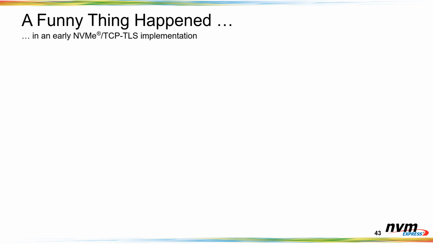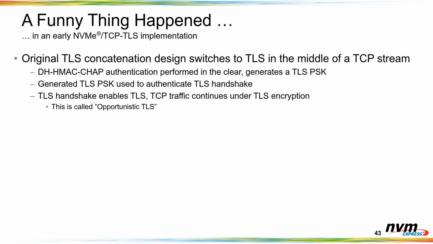In particular, a funny thing happened in an early NVMe over TCP implementation using TLS and TLS concatenation. The TLS concatenation design that I showed you earlier switches to TLS in the middle of a TCP stream. The following three things happen in order. DH-HMAC-CHAP authentication is performed in the clear, generating a TLS PSK. The TLS PSK is then used to authenticate the TLS handshake, which is another set of messages inside of TLS. And then after the TLS handshake is done, you're running TLS and TCP traffic continues under TLS encryption. This is an example of what is called opportunistic TLS.